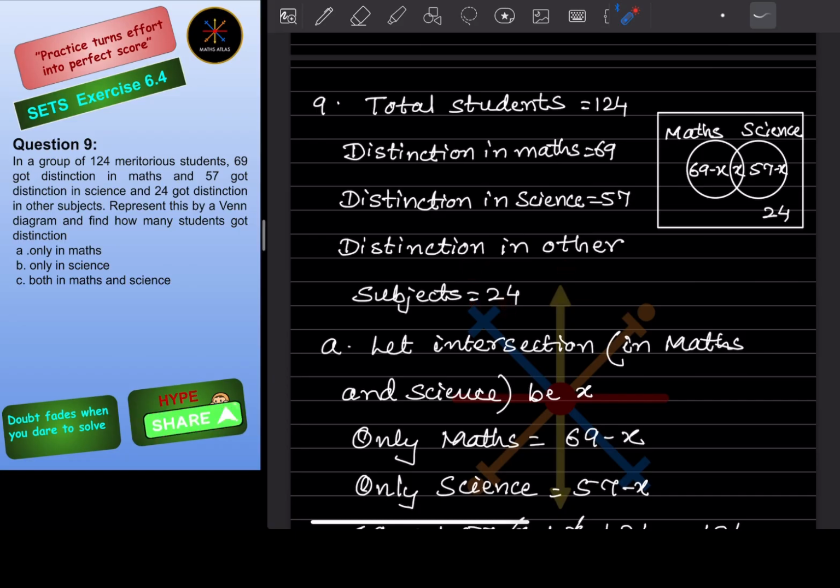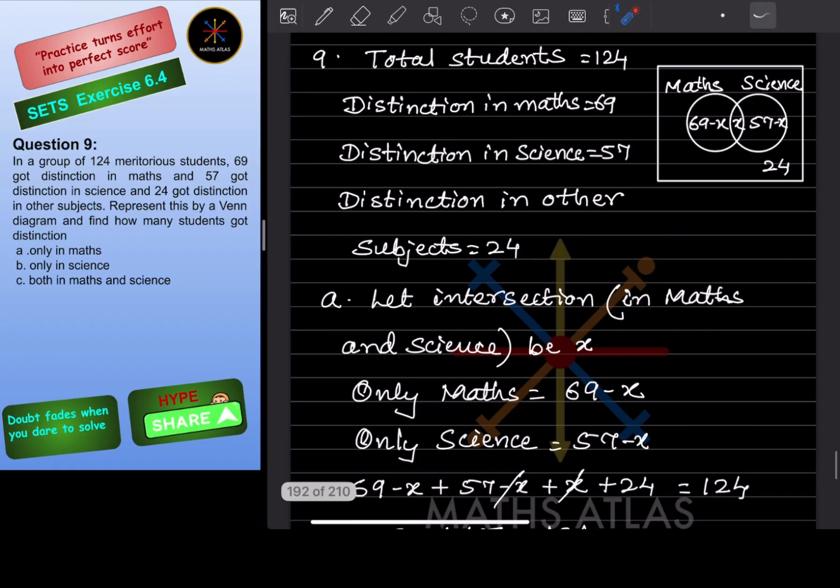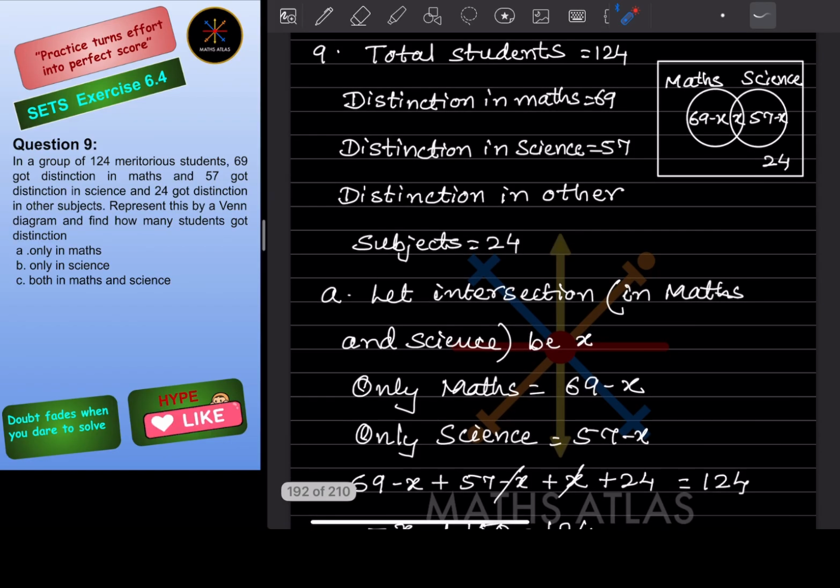Now we want how many students got distinction only in maths. First, we'll draw this Venn diagram. This is for maths and this is for science. We don't know the intersection of it, so let us consider this as x. Distinction in maths is 69, and this x is included in it, so we write 69 minus x. And distinction in science is 57. Again, this x is included in it, so we can consider this as 57 minus x. And distinction in other subjects is 24, so that 24 should be written over here.